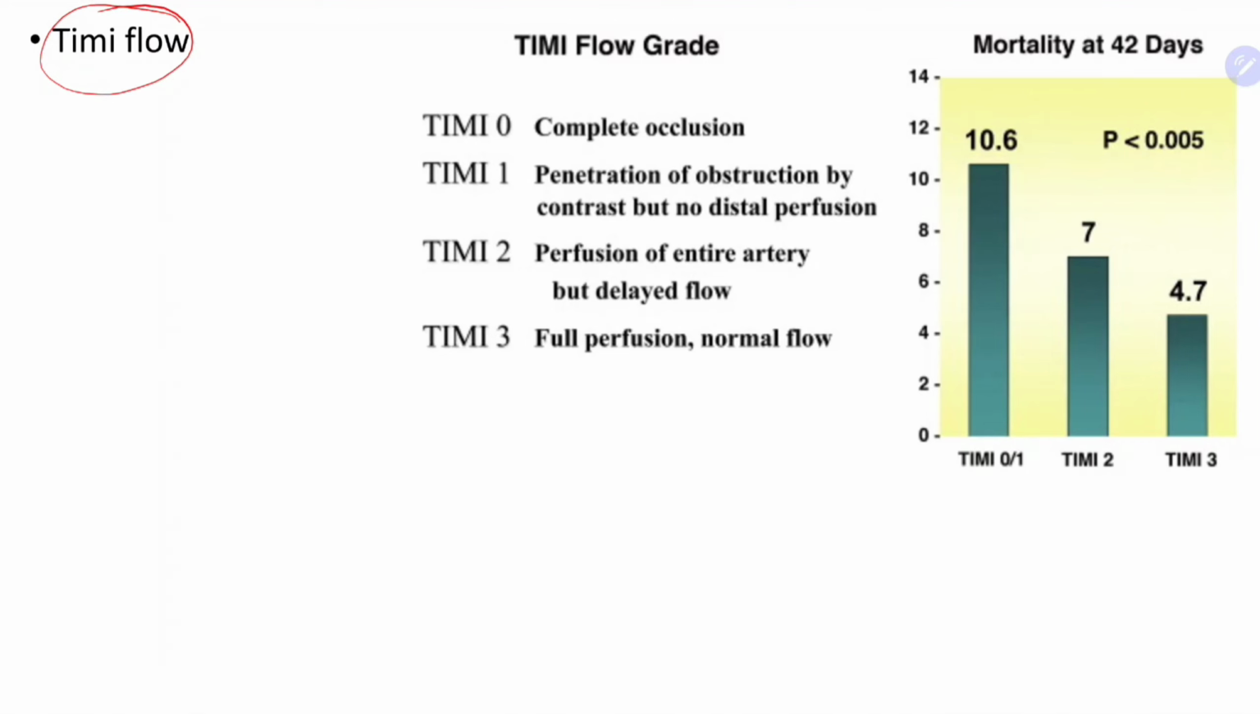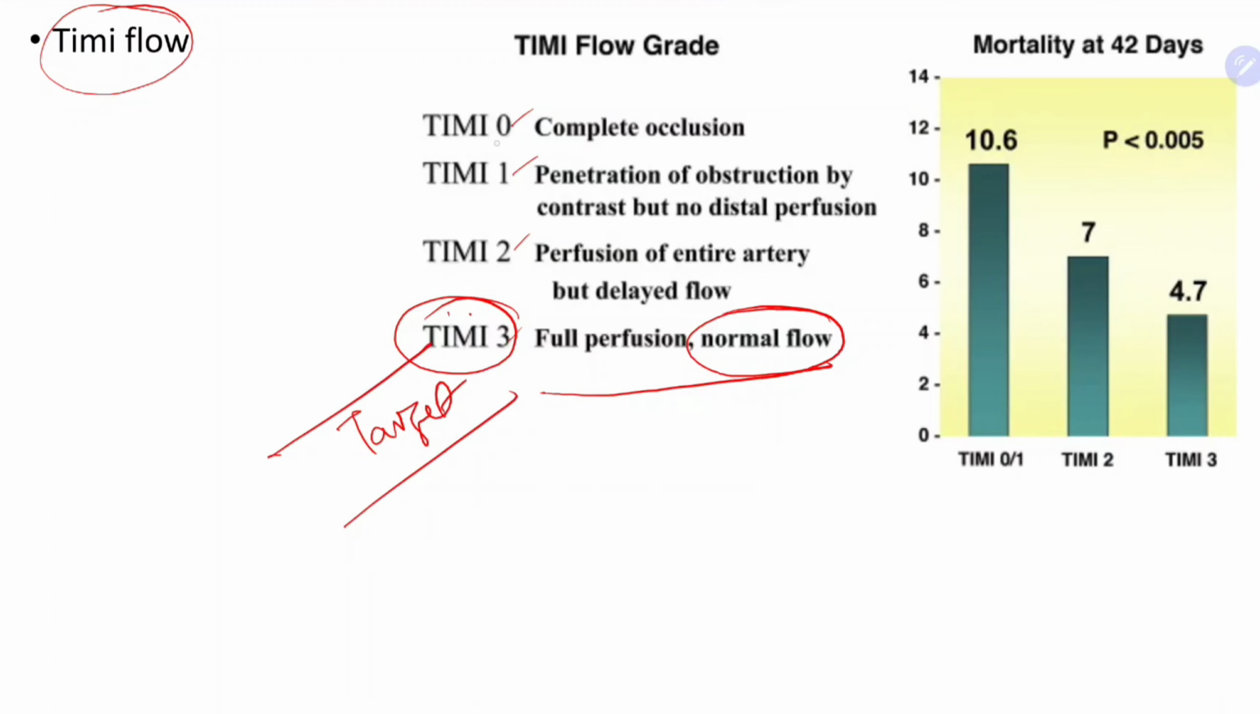After MI you are performing a coronary angiogram. In that you have TIMI 0, 1, 2, 3. TIMI 3 flow means normal flow. That means the flow is completely normal. It is called TIMI 3 flow. So this is our target basically.